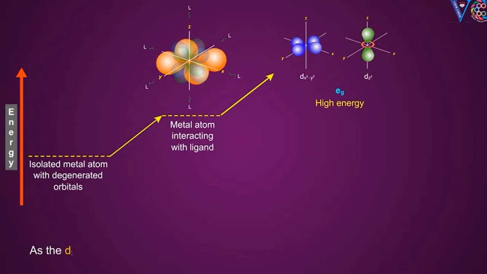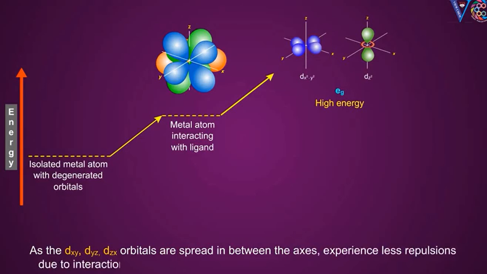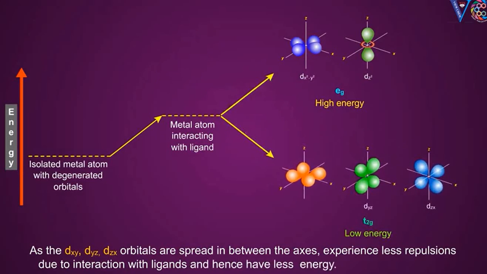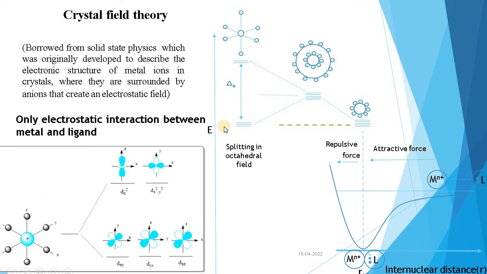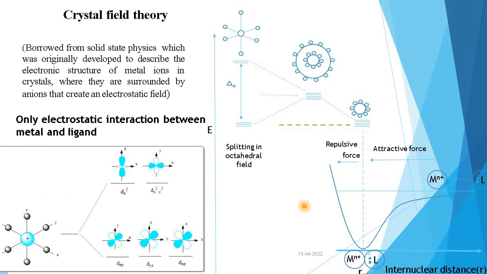As the dxy, dyz, dzx orbitals are spread in between the axes, they experience less repulsion due to interaction with ligands, and hence have less energy. These are t2g orbitals. So you have seen how the d orbitals split due to their different shapes and spreading in different directions.